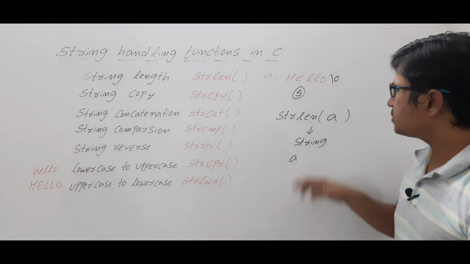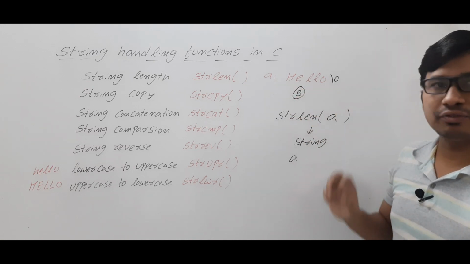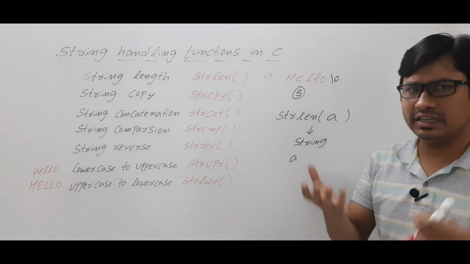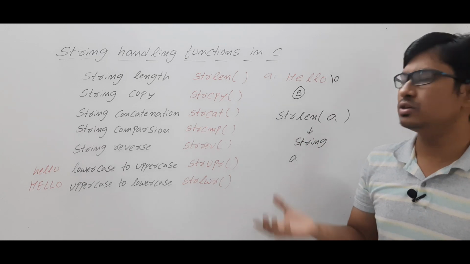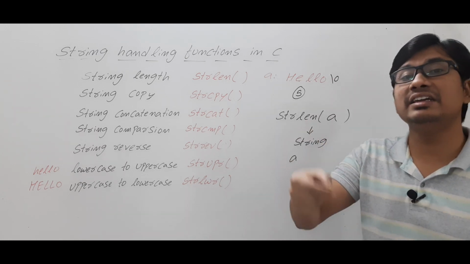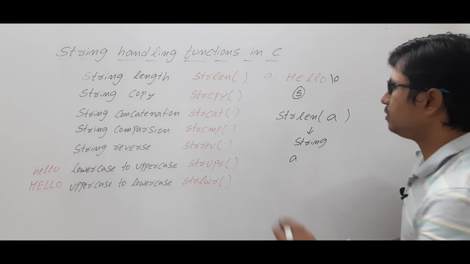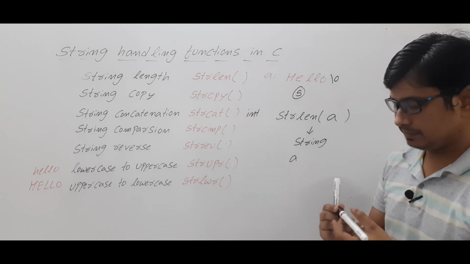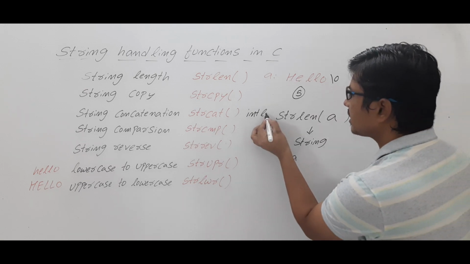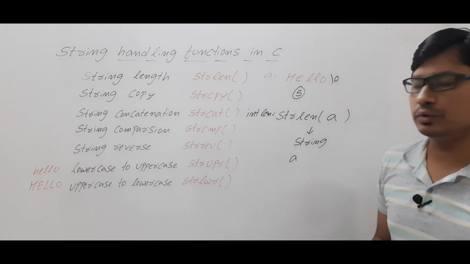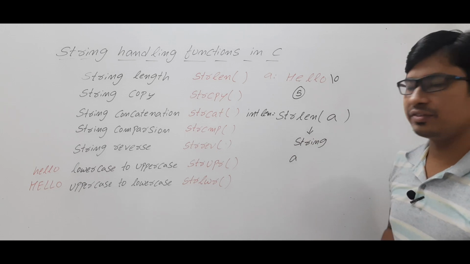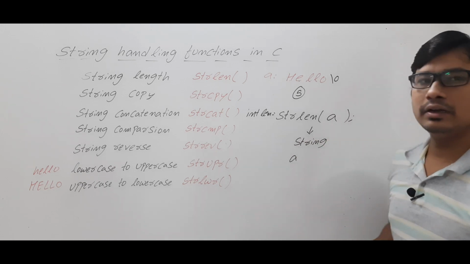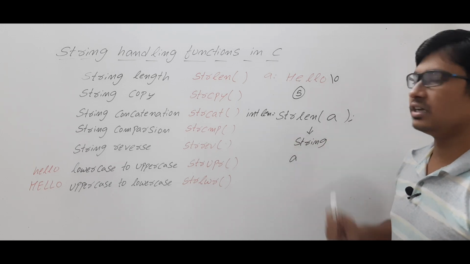Then if you see that I am getting the output as 5 or sometimes 7, meaning that some integer value I will get. So this function will return an integer value. You need to take an integer variable and declare int len is equal to strlen of a. This is the way you can use this function called strlen.